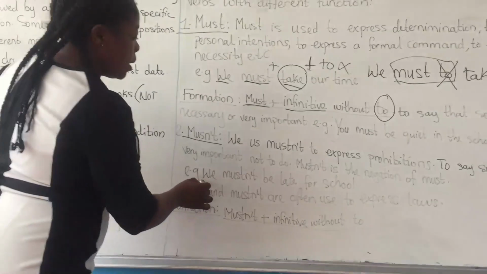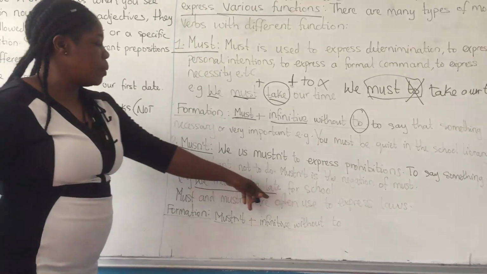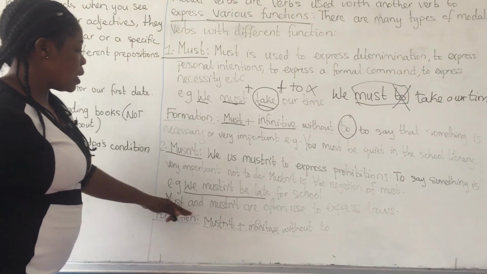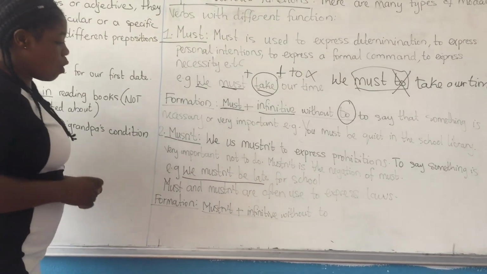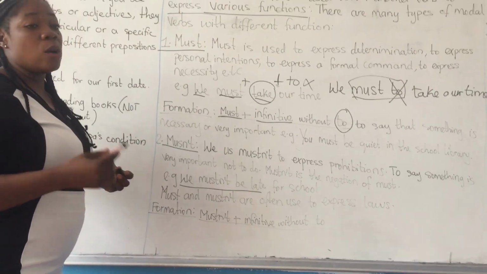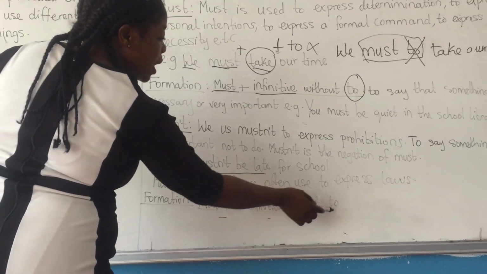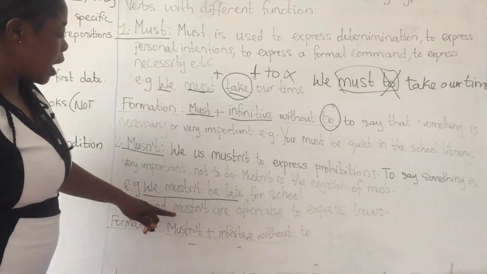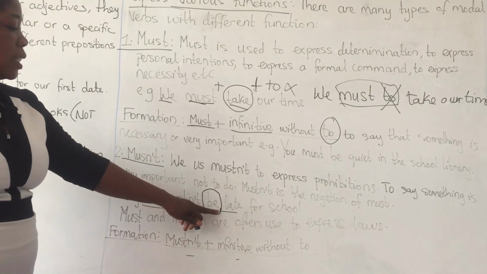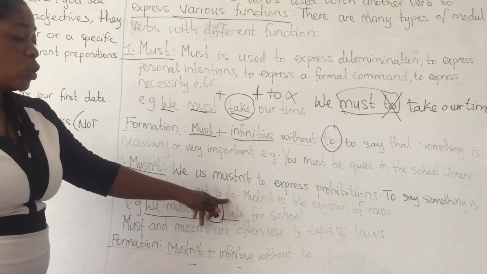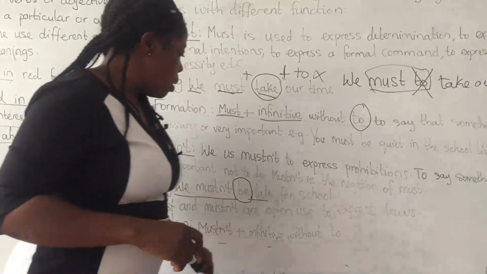Let's look at one example. We mustn't be late for school. Must and mustn't are often used to express laws. Now let's look at the formation of mustn't. Mustn't is used with an infinitive without to. After mustn't, the verb that follows, here the verb to be, is in the base form. The verb is not conjugated, and there isn't any to after mustn't. So that is how we use mustn't.